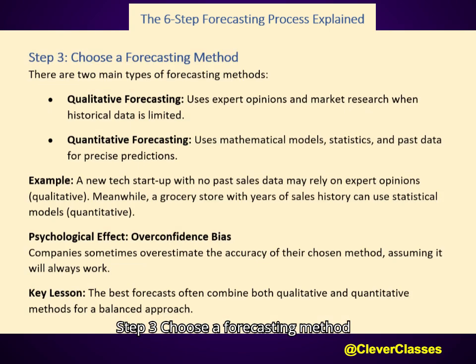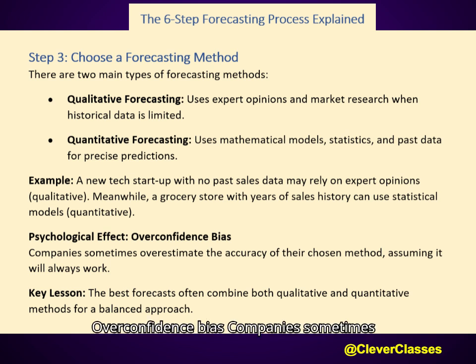Step 3. Choose a forecasting method. There are 2 main types of forecasting methods. Qualitative forecasting uses expert opinions and market research when historical data is limited. Quantitative forecasting uses mathematical models, statistics, and past data for precise predictions. Example, a new tech startup with no past sales data may rely on expert opinions, qualitative. Meanwhile, a grocery store with years of sales history can use statistical models, quantitative.